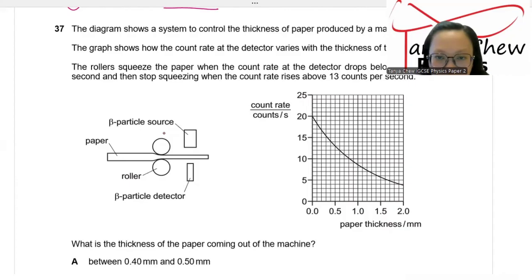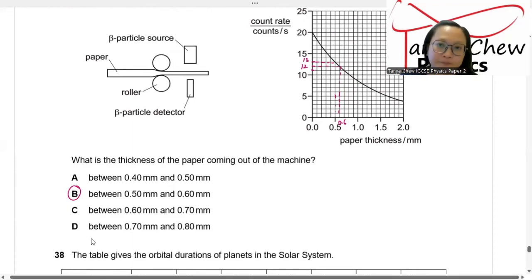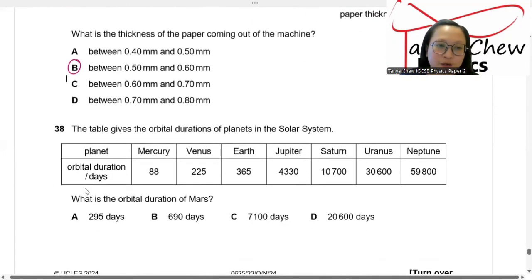So let me look at 12 first. 11, this is 12, this is 13. So 13 is 0.5, 12 is 0.6, right? So the thickness of the paper must be between 0.5 and 0.6. B is the answer.